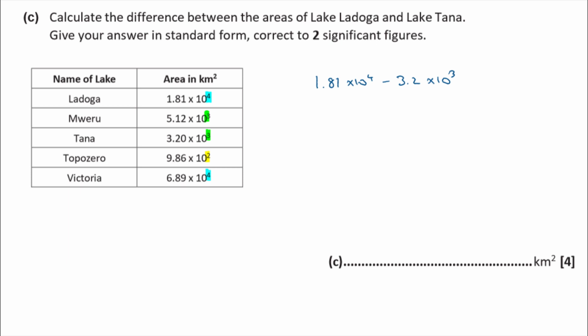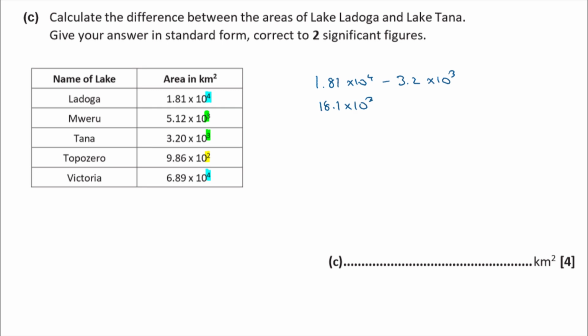Okay. Now, it's a bit hard to subtract numbers when you've got these different powers on the end. But if I take a power of 10 out of 10 to the 4, so if I take 10 out of 10 to the 4 and leave it as 10 to the 3, and with that 10 I can multiply the mantissa part of the number and get 18.1 times 10 to the 3.